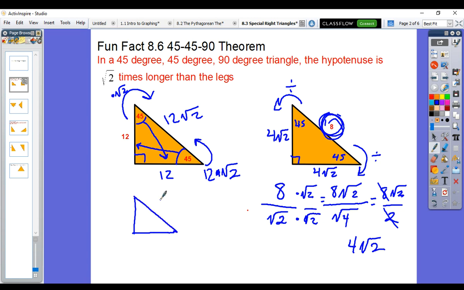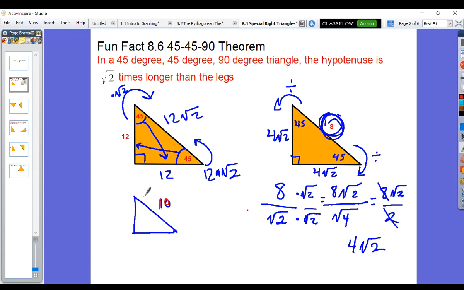Let's take 10. Okay, I'm going to do this in a different color. Let's take 10. So this is a 45-45-90-degree triangle. So if I'm going to either one of the legs, I should divide that 10 in half, giving me 5, and then put a radical 2 in it. Okay, that's the answer we should get.